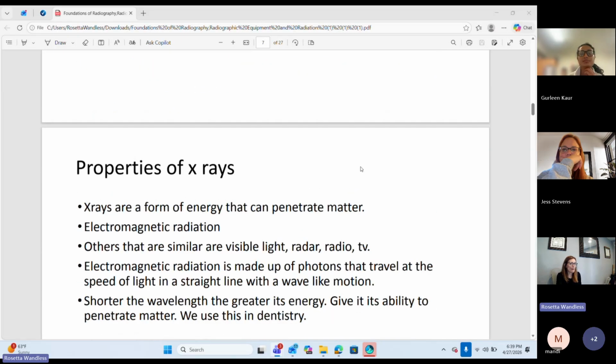The three properties of X-rays, of electromagnetic radiation, are that electromagnetic radiation travels in a straight line, meaning A to B. It doesn't make a hard right or hard left, just a straight line. It travels at the speed of light and travels in a wave-like motion. Short wavelengths, long wavelengths, okay?